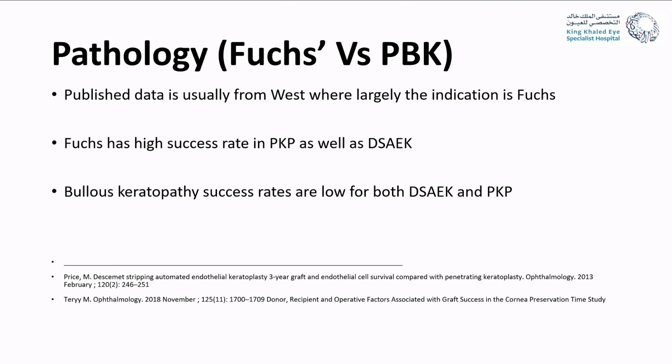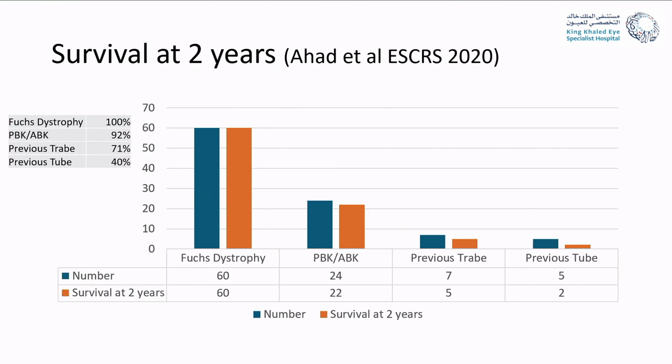And the other thing is pathology. In the West, we all talk about Fuchs, because this is what they have got. And we all know very well whether you do DSEK, DMEK, PKP, if it is Fuchs, it's going to survive. But what we have here is bullous keratopathy. So no matter what you do, PKP, DSEK, it does not survive. And this is my personal data from the UK. 60 cases of Fuchs dystrophy, 2-year survival, 100%. Comes to bullous keratopathy, the survival decreases to 92%. If you have a previous trab, 71%. If you have a tube, 40%.